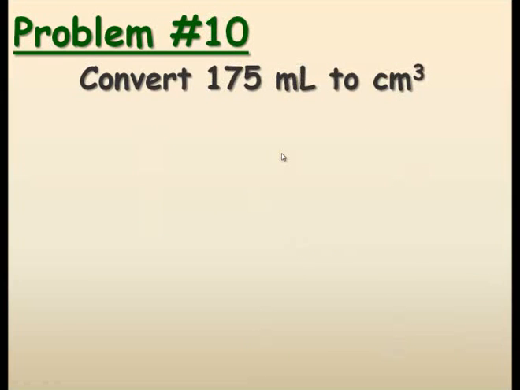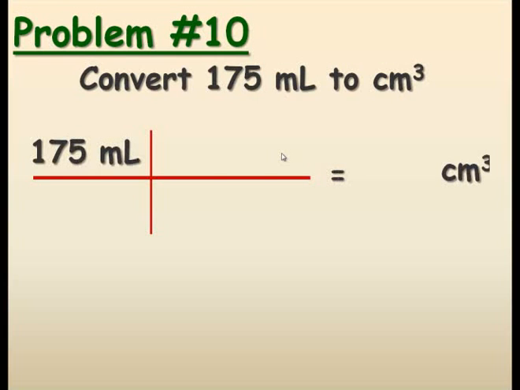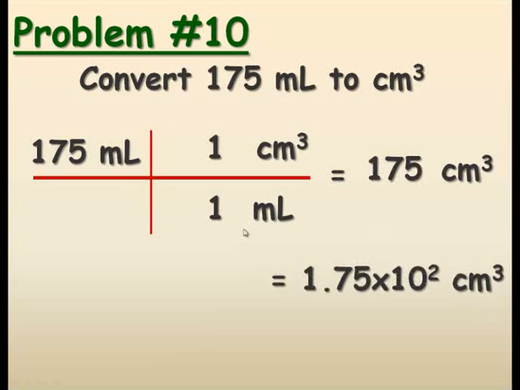Okay. Convert 175 milliliters to centimeters cubed. Start with 175 milliliters. I want milliliters down here. I want centimeters cubed up here. Now, one of the nice things that you need to also know, this is one of the most useful conversions in chemistry, is that 1 milliliter is 1 centimeter cubed. Okay? So if I were to take a little square, 1 centimeter by 1 centimeter by 1 centimeter, a little cube, and I filled it with water, it would be the same volume I'd have if I used 1 milliliter in the graduated cylinder. So you've got to know that. So 175 milliliters is 175 centimeters cubed.